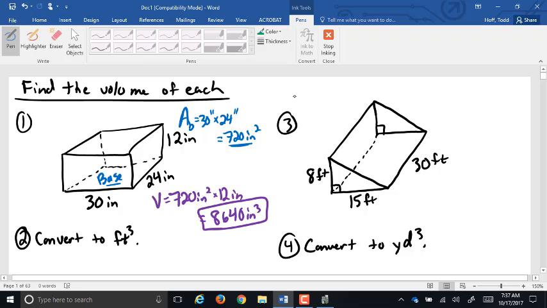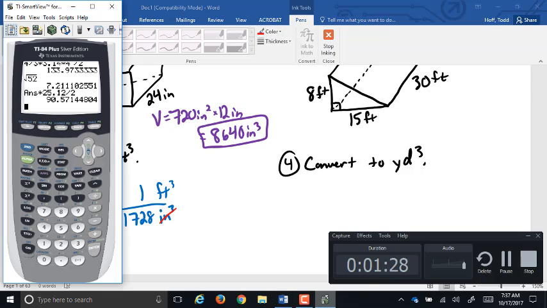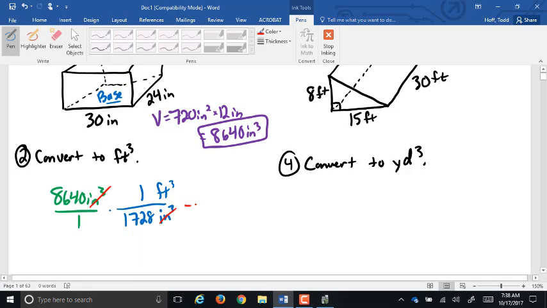Now, question 2 has to convert that to cubic feet. So we put it over 1. Cubic inches go on bottom, so they'll cancel out. Feet are larger, so it's 1 cubic foot. How many cubic inches are in a cubic foot? 1,728. Very good. Cubic inches cancel out. Is it exactly 5? Cool. So it's 5 cubic feet.